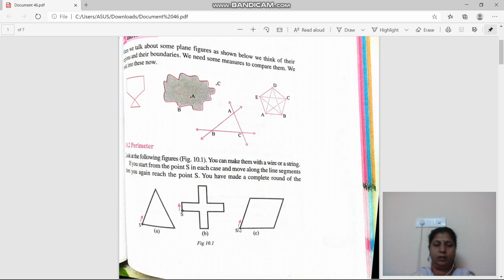So if you are standing here, you walk up to this vertex, then you go towards the right side up to this vertex, then move down up to this vertex, and then come back to the first point. Okay, so the distance covered by you around this playground means the perimeter of this playground or perimeter of this diagram. Get it?